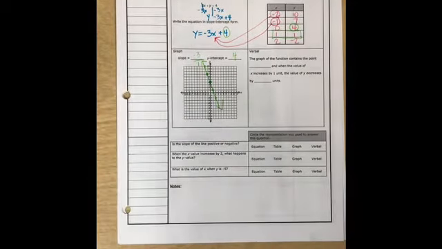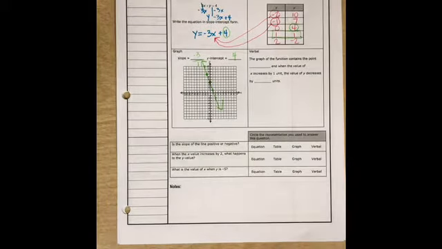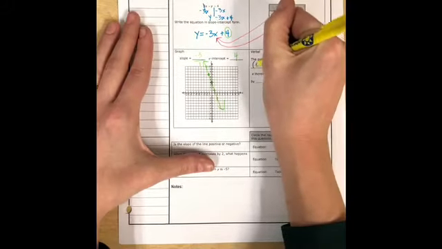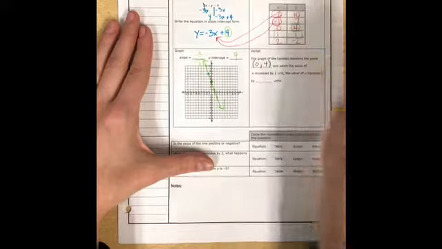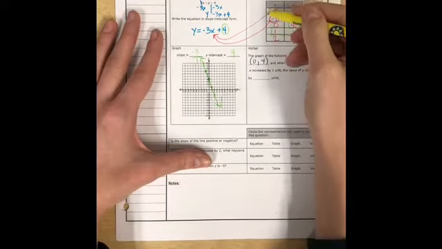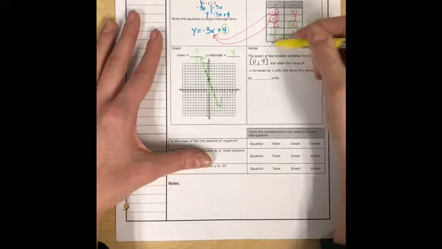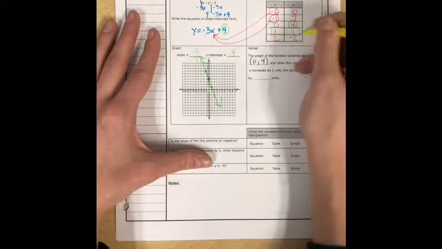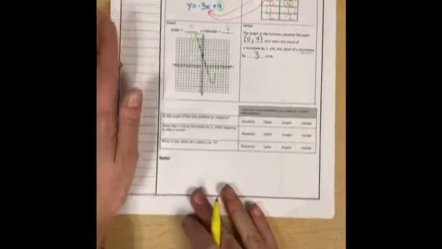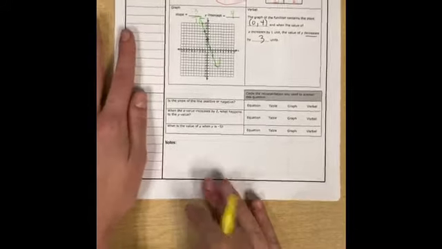Finally, we're going to read through the verbal description. The verbal description says, a graph of the function contains the point, and I'm just going to use my y-intercept point, which is 0, 4. And when the value of x increases by one unit, the value of y decreases by 3 units. And now I'm just going to go ahead and answer these questions.